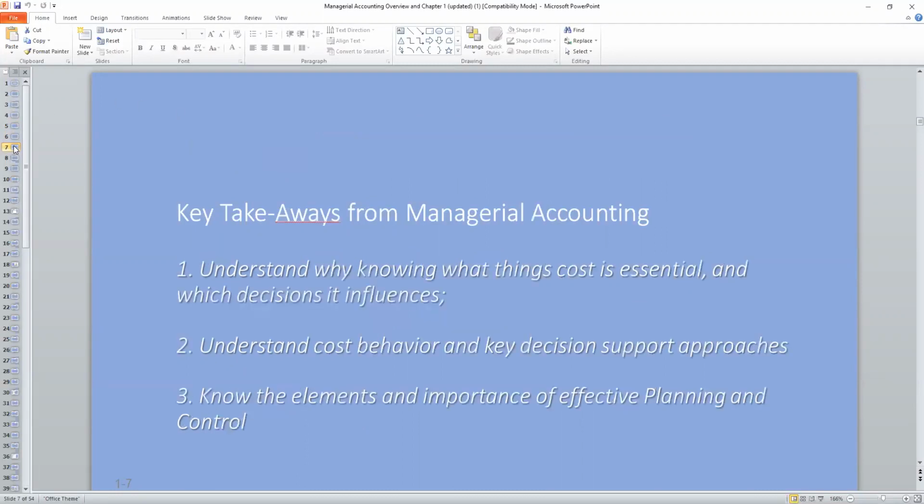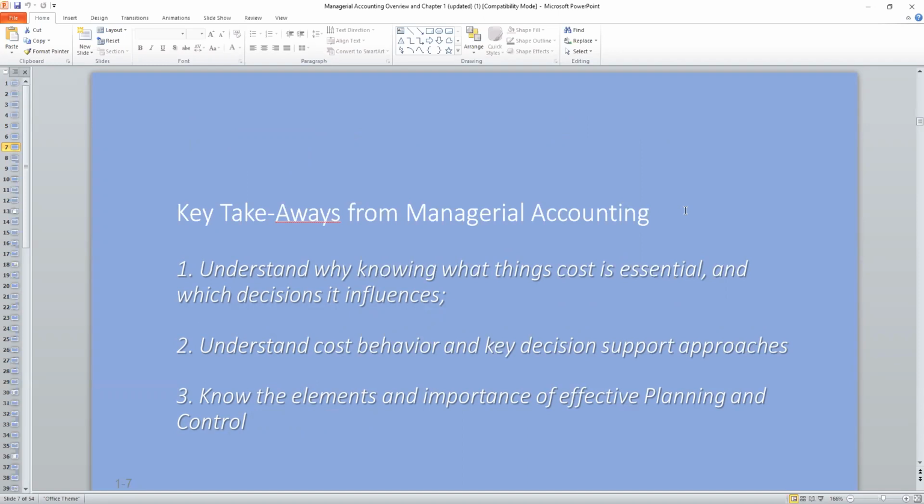So, key takeaways from managerial accounting. At the end of this course, you should understand why knowing what things cost is essential and which decisions it influences. Okay, you may not become an expert at knowing how to calculate costs, but you'll at least have some exposure to it. Understand cost behavior and key decision support approaches.